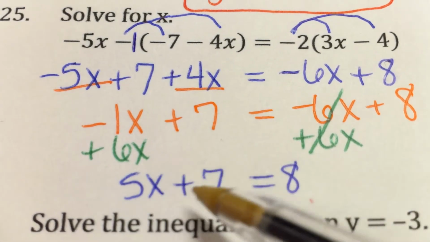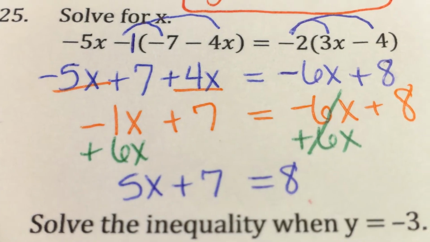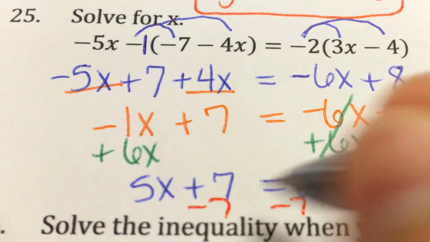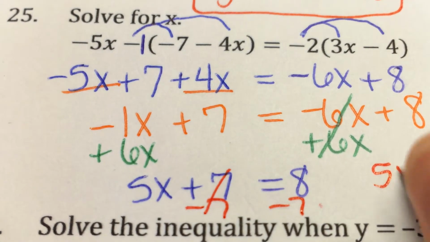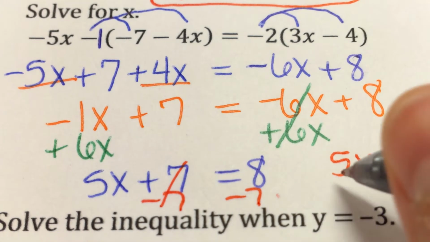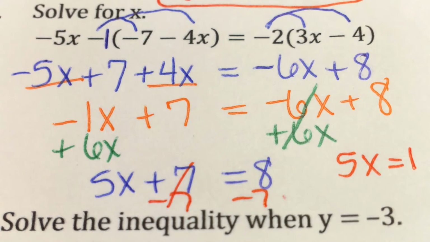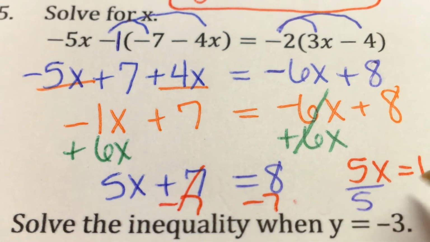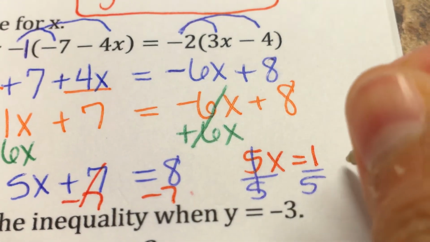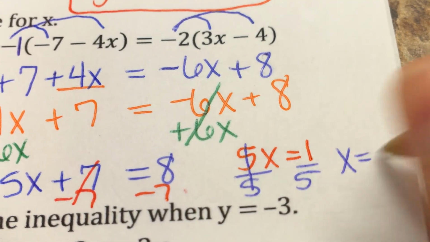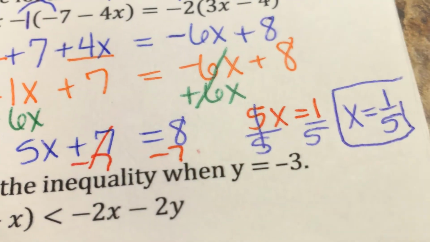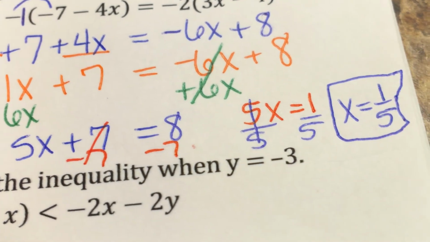We want to get rid of the 7, not the 5 first, the 7. So we subtract 7 to both sides, get the opposite. So I have 5x equals 1. And then we divide by 5. Because we want x by itself. And there we go. X equals 1/5. Now you ran out of room. I'll try and make it small. Yeah, that's a weird box.